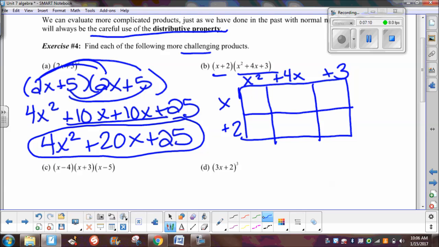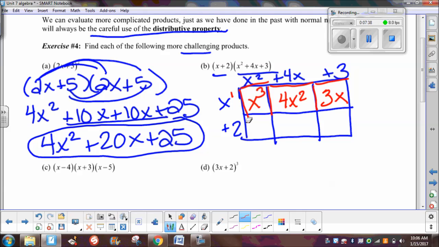So now I start my multiplication, and I say x times x, because really this is area. We're finding area, length times width. So x to the first times x squared is x to the third. And I continue, and I say, okay, what's the area of this box? It's x times 4x, which is 4x squared. Find the area of this box. It's x times 3, which is 3x.